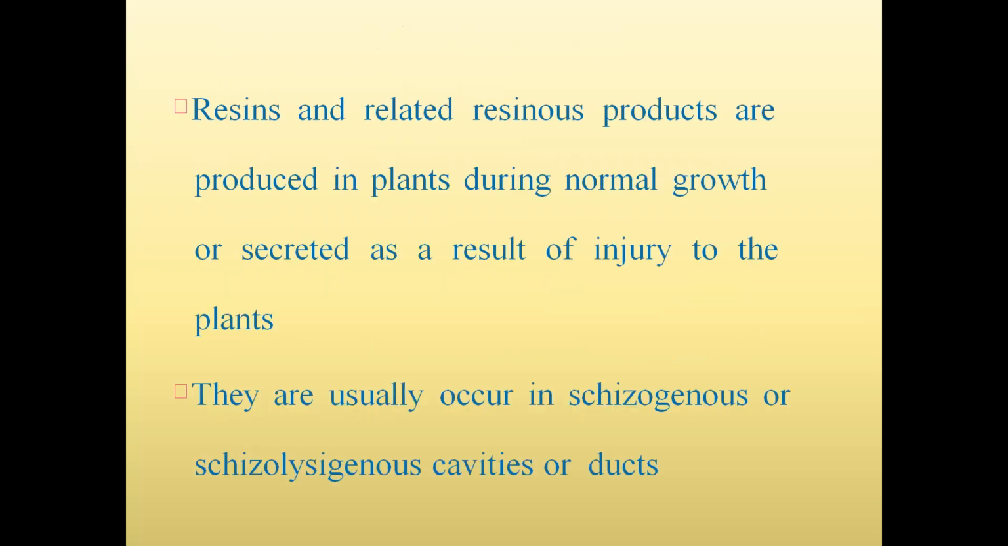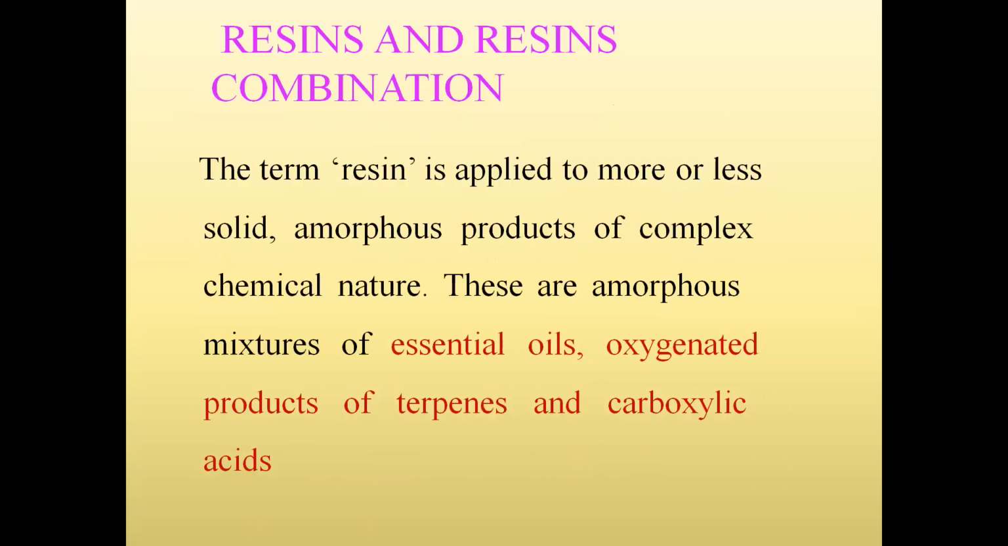Resins and related resinous products are produced in plants during normal growth or secreted as a result of injury to the plants. So we can say that they are byproducts during the normal growth or even after the injury to the plants. We can obtain resin from the plant, and they usually occur in the schizogenous and schizolysigenous cavities or ducts. When the cells separate or break, they are mostly found in those ducts. This is all about the resin introduction.